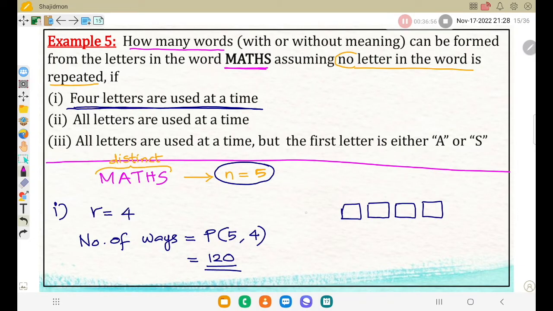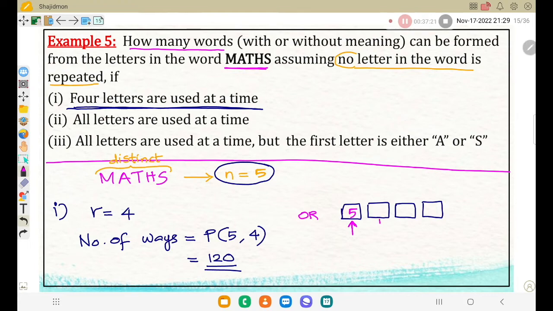Now the same question, we can do another way like this. We need to create a 4 letter word: first letter, second letter, third letter and fourth letter. How many letters are available? 5 letters. So for the first box there are 5 possibilities, correct? M, A, T, H, S. One of the letters we can write in the first box.